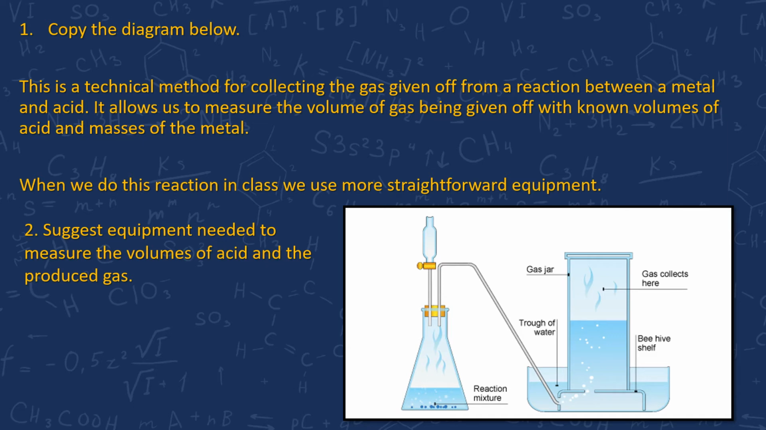Okay, so this is a technical method for collecting the gas given off from a reaction between a metal and an acid. Remember, that gas that is given off is hydrogen. It allows us to measure the volume of gas being given off with known volumes of acid and masses of the metal. When we do this reaction in class, we use more straightforward equipment, which I will reveal on the next slide. But once you've copied this diagram, I want you to suggest equipment that we have at school that is needed to measure the volumes of acid and the produced gas. Okay, so it's probably a lot simpler than you think.